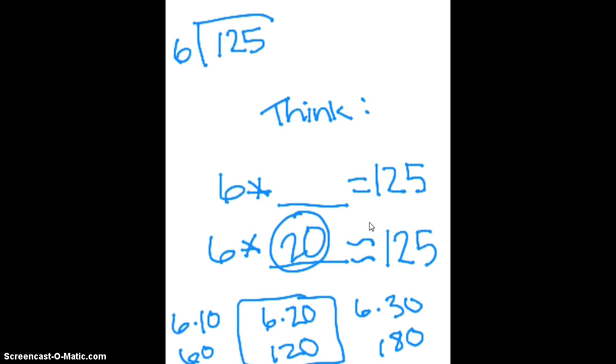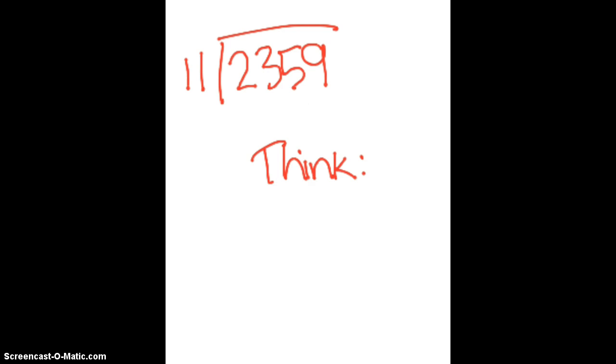So your paper should now be completed, the entire front side, and you're going to flip it over to the back side. Alrighty, here's our next one. We're on the back side, problem number 2, 2,359 divided by 11. 2,359 is our, did you say dividend? And 11 is the, did you say divisor?